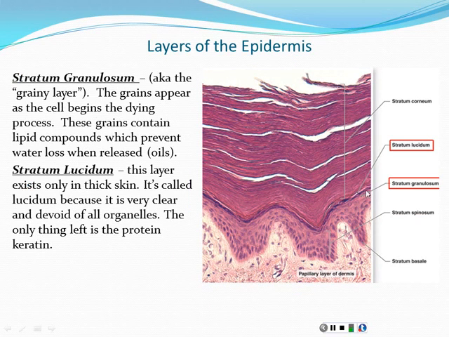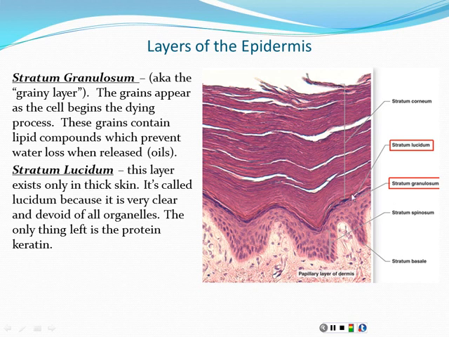The stratum granulosum, which is right here, and the pictures in your book are way better than mine on these things, but the stratum granulosum, it gets its name. Granulosum just means grainy. And again, under the microscope, inside of these cells, you see little grains of stuff. And what those grains are a lipid that is formed inside the keratinocytes that helps to keep the skin waterproof and soft and supple. So that's the grainy layer, stratum granulosum.